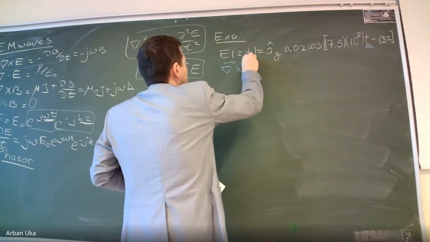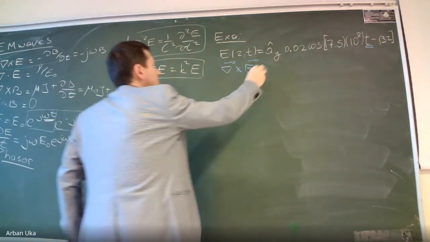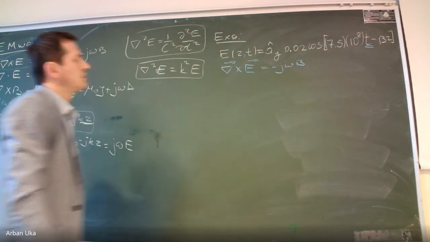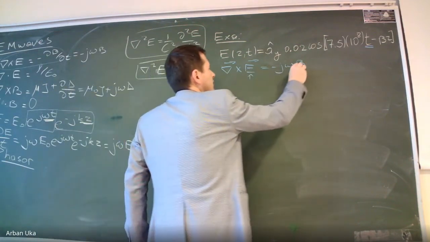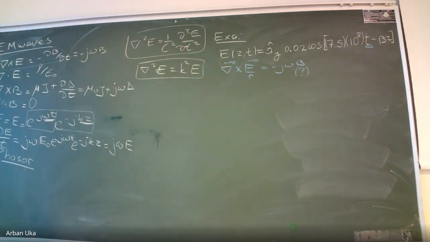The curl of E is equal to minus j omega B. Okay, that's it. So we know E. So we know this element. We have to figure out this one. So it looks like a pretty simple, almost straightforward result. You're right, this is how we can go with it.